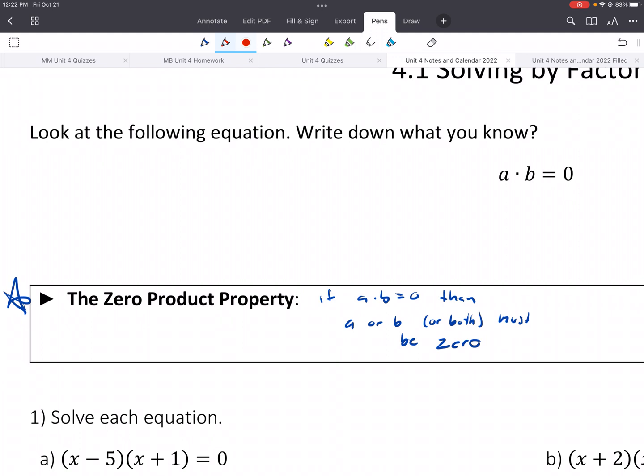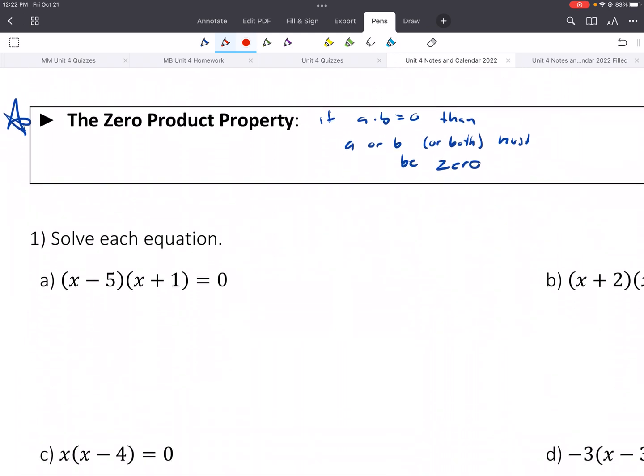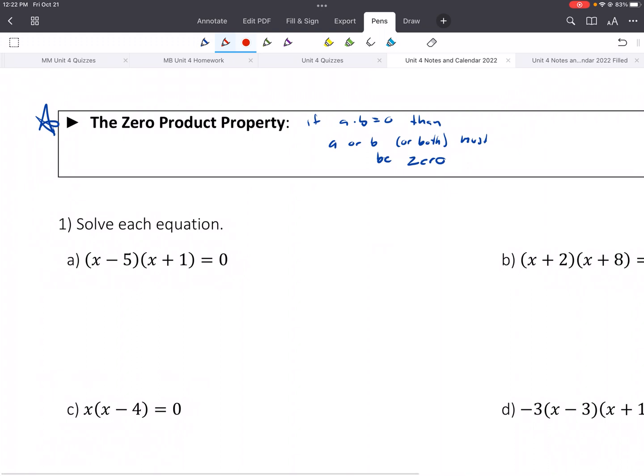So if a times b equals 0, if we're multiplying two things and it's equal to 0, then a or b or both must be 0. So we will use that to solve. I will start by having our problems already factored. You see these binomials that are being multiplied by each other. You're going to start with that just so we can get a handle on the zero product property. And then from there you're going to actually have problems in standard form and you're going to factor.